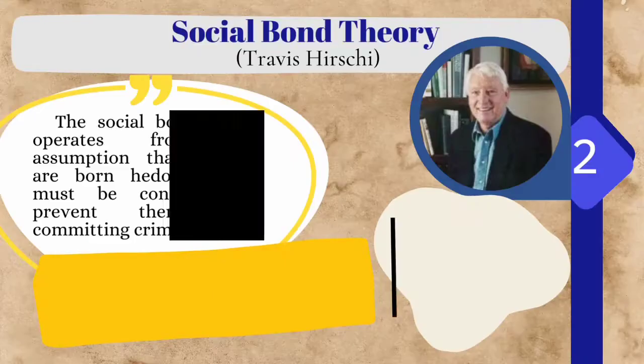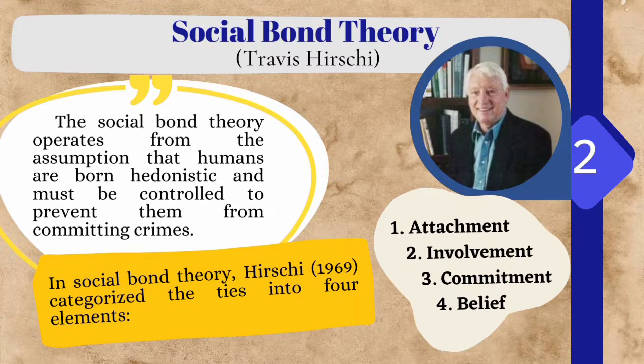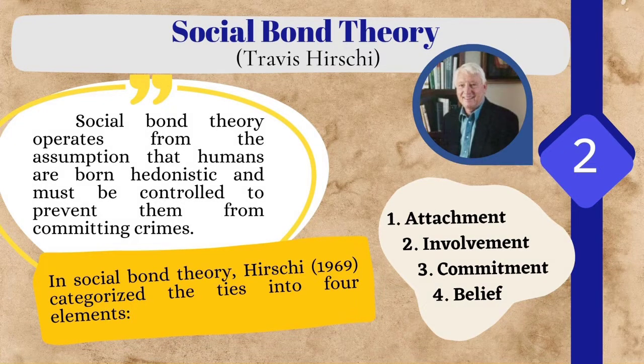So the second one is social bond theory. The social bond theory operates from the assumption that humans are born hedonistic and must be controlled to prevent them from committing crimes. When we say hedonistic, ito yung ginagawa mo yung isang bagay dahil sa paghahanap ng kasiyahan. And in order to prevent them from committing a crime, they must be controlled. Hirschi believes that the greater the degree of social control and the density of social relationships, the more likely na yung mga tao ay aayon doon or susunod sa pamantayan na pinatutupad.